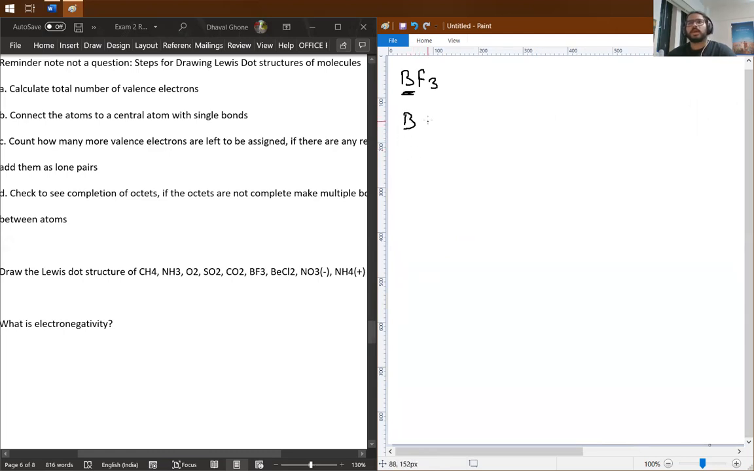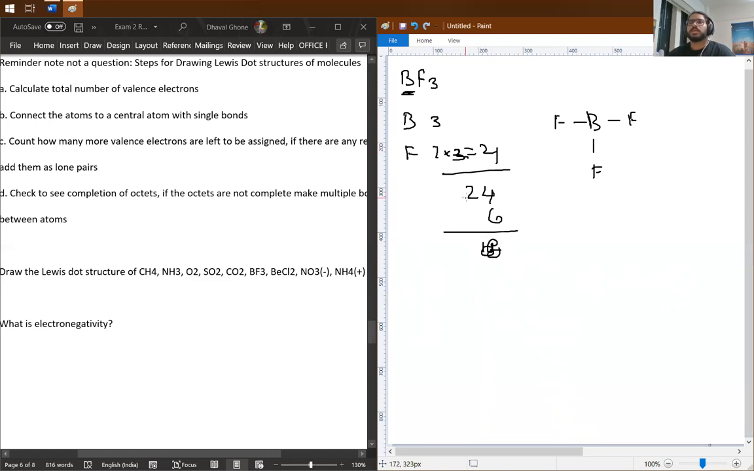So let's say boron has 3 valence electrons. Fluorine has 7 times 3, which is 21. That gives me 24 electrons to fill in. I'm going to start drawing single bonds to fluorine. I have used 3 bonds, 6 electrons. That gives me 18.